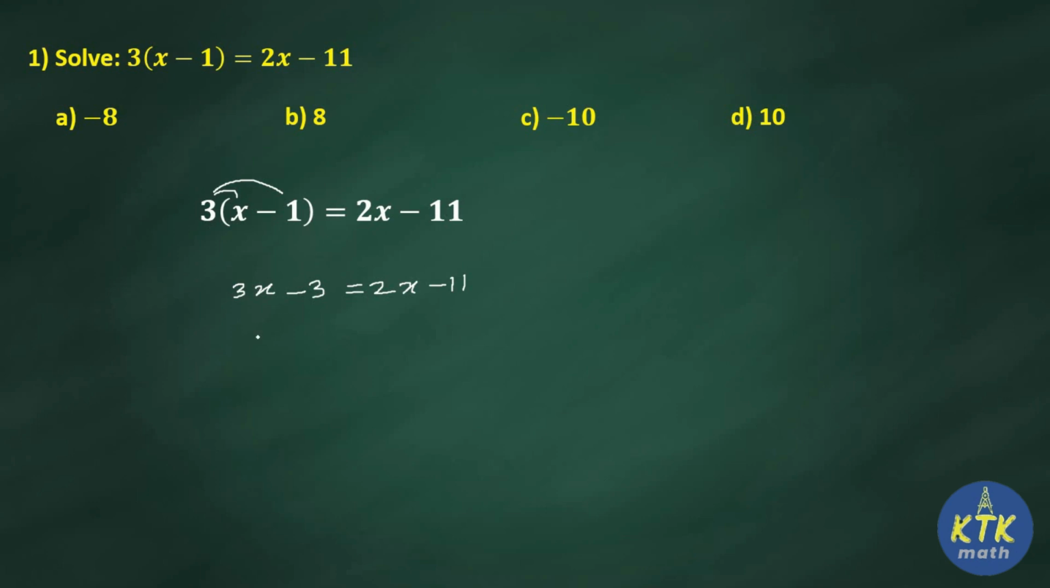Okay, and then you are going to rearrange the terms, that is, arrange variable terms on the left side and constant terms on the right side. So you have 2x on the right side, move that to the left, and minus 3 move it to the right side.